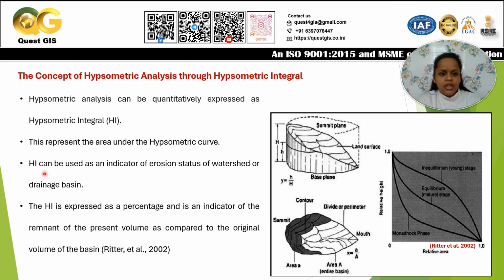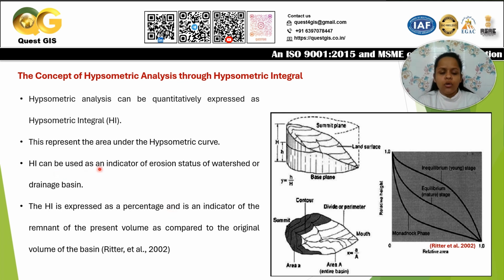Okay, and HI is expressed as a percentage, for example 60%, 70%, like that. It is also an indicator of the remnant of the present volume as compared to the original volume of the basin. For example, if I say that the HI value is 0.6, or let's say 60%, that means that of the total area of the drainage basin, only 60% is remnant. Only 60% of the volume is remnant at present. So this is how HI is used.